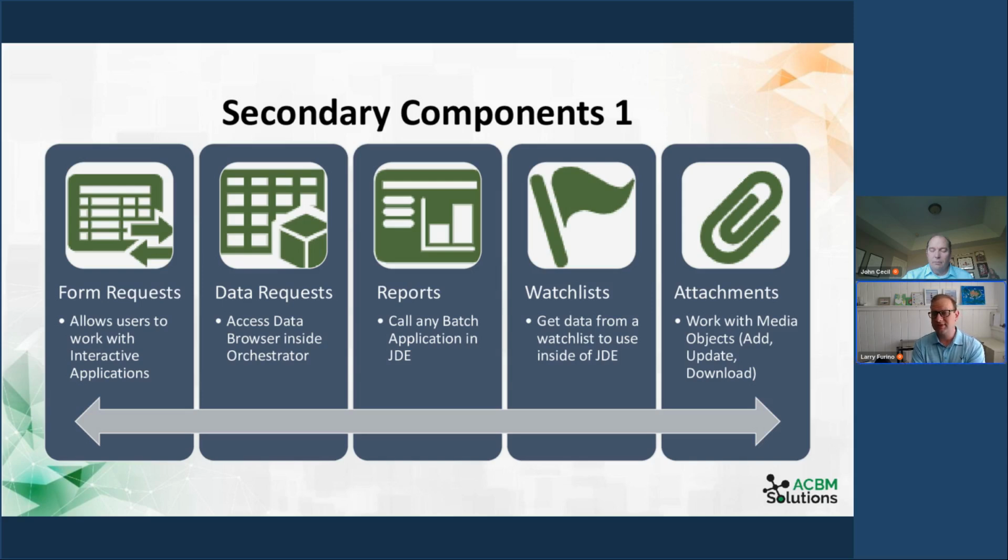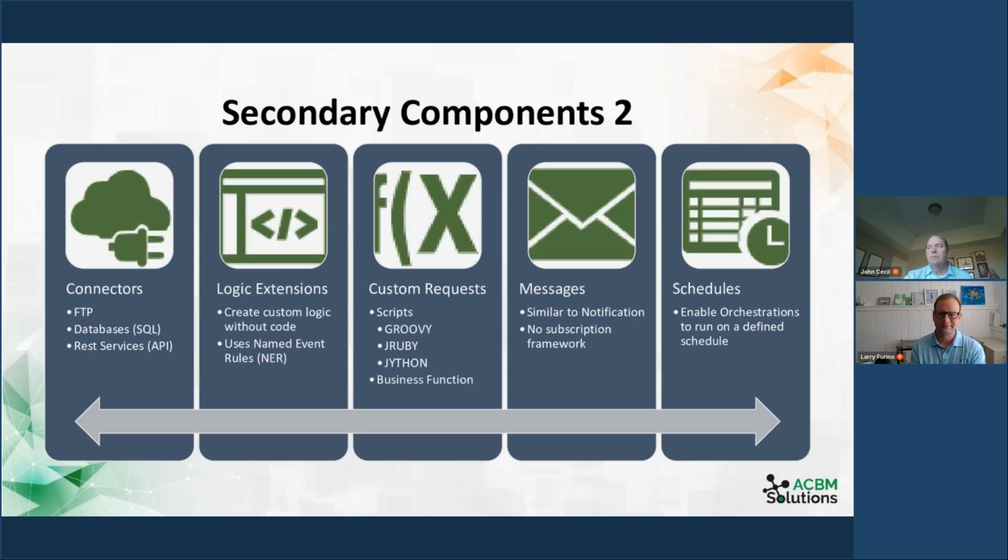We have attachments, which is a fairly new component. I want to say in the last 1 or 2 years, we got the ability to start working with attachments inside of Orchestrator. And it allowed you to add new attachments, update them, download them. We could always do that, but we had to use connectors, and it was much more clunky and convoluted. So now with the attachment component, it's become a lot easier, and it is more of a BA function to start working with the attachments.